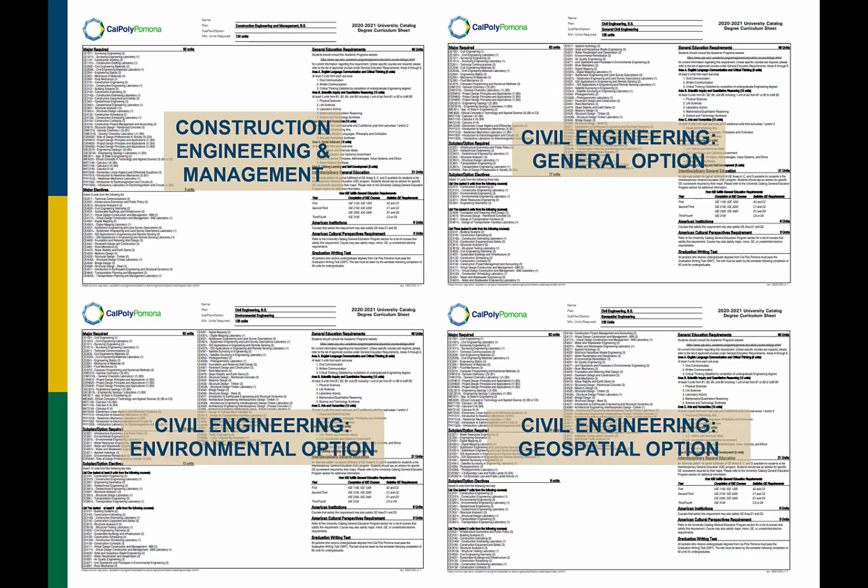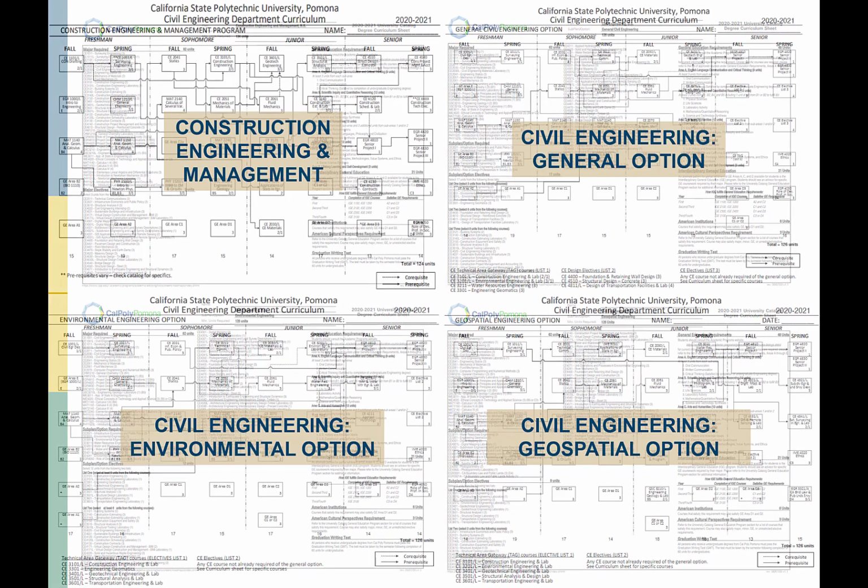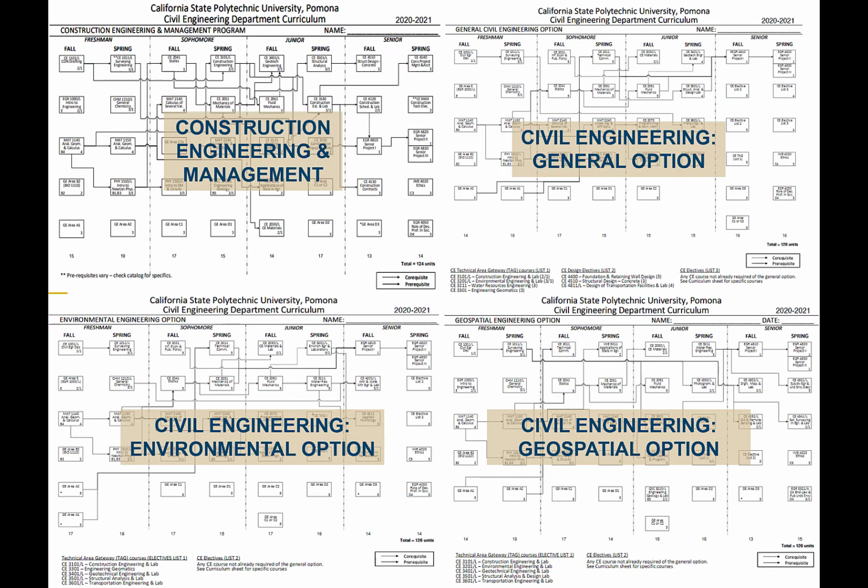The curriculum sheet isn't an easy document to follow since it doesn't provide information about the course sequences that you need to complete throughout the curriculum. So we've provided a flowchart for each program and option. If you do not already have a copy of your flowchart, you can download one from the link provided in the description.